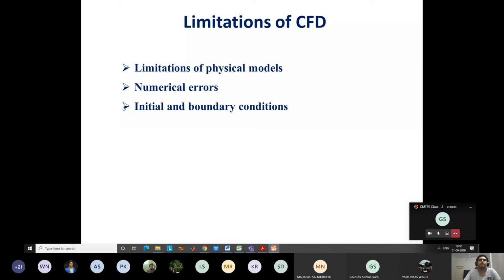Then there are limitations from the point of view of initial and boundary conditions. Our boundary condition itself may not be appropriate, or it is too difficult to give a boundary condition. That may also happen. Or it is too difficult to give an initial condition, and then also the problem is not solvable. You might have to give a very approximate boundary condition or initial condition, right?